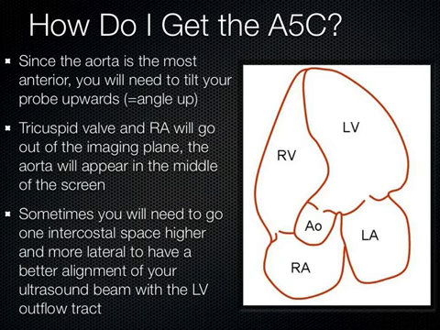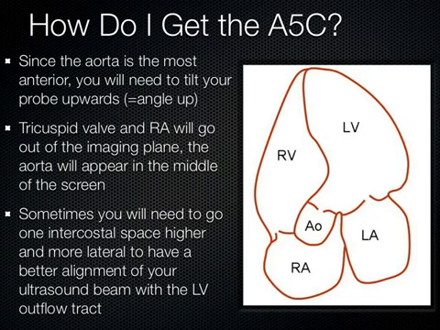Recall that the aortic valve is a little bit more anterior, so what we need to do, once we're in the apical 4, is simply fan the probe a little bit more anteriorly and kind of tilt it up a little bit, and we should see that aortic valve jump into the middle of the screen. The tricuspid valve and the right atrium kind of go out of the imaging plane while the aorta maintains itself right there in the center of the screen.